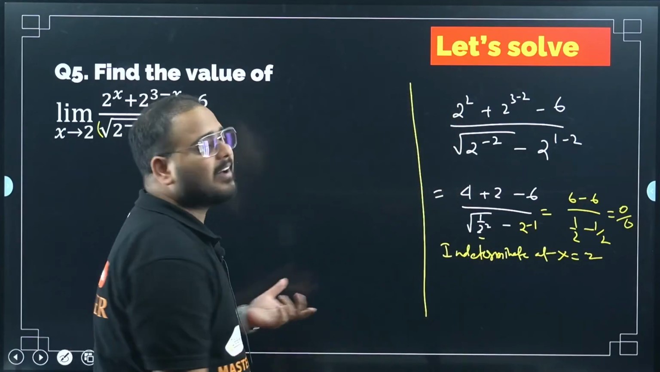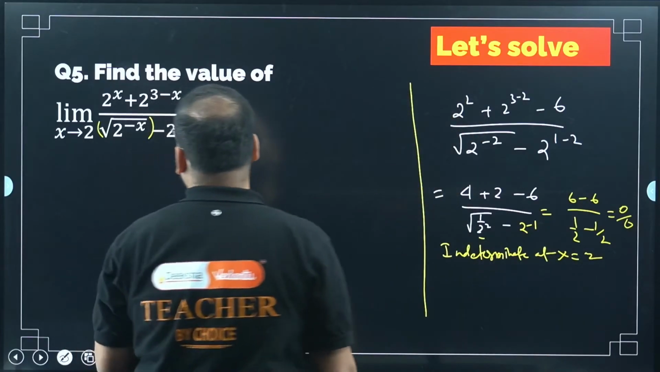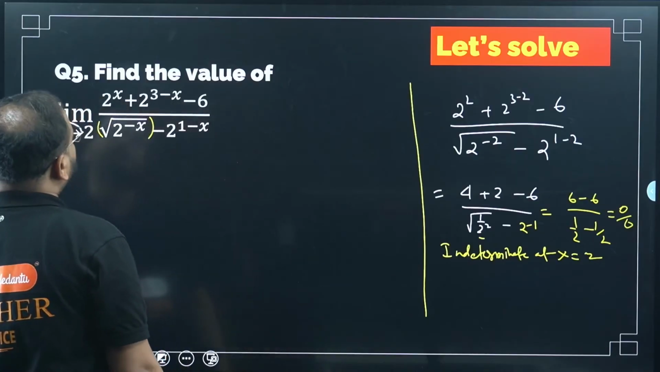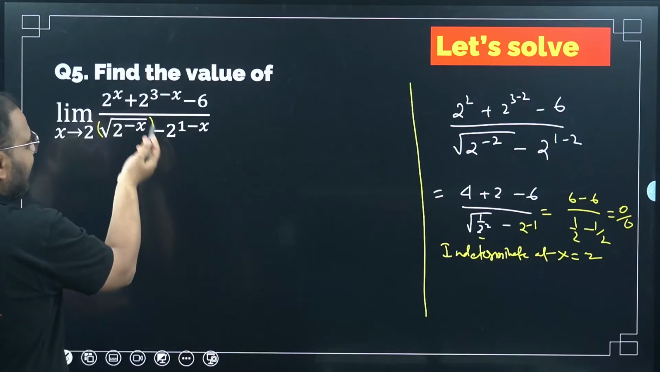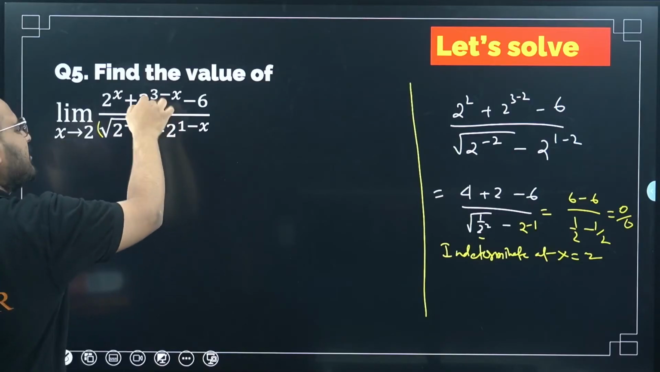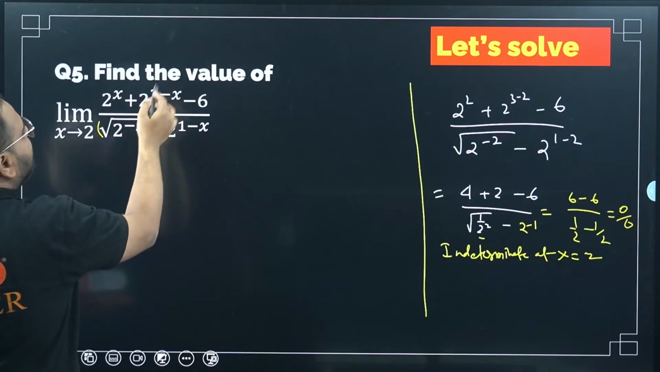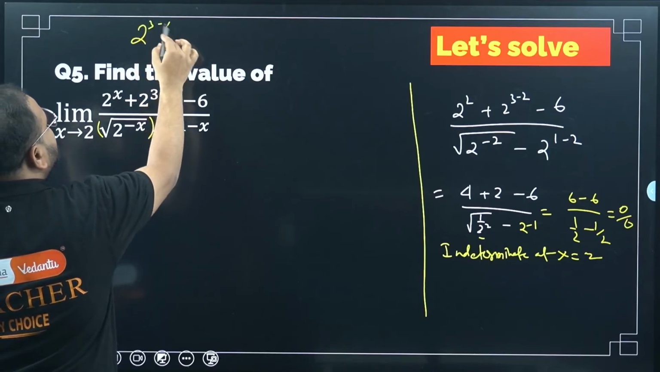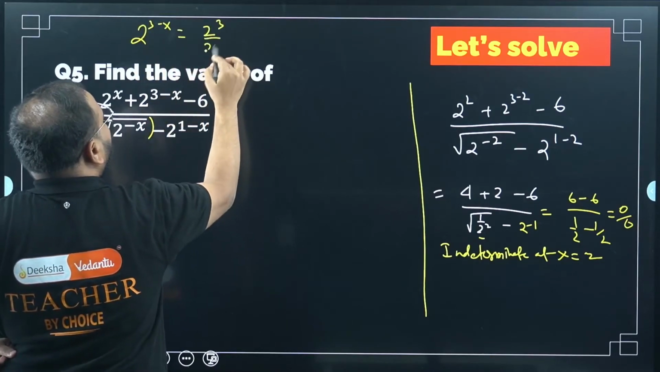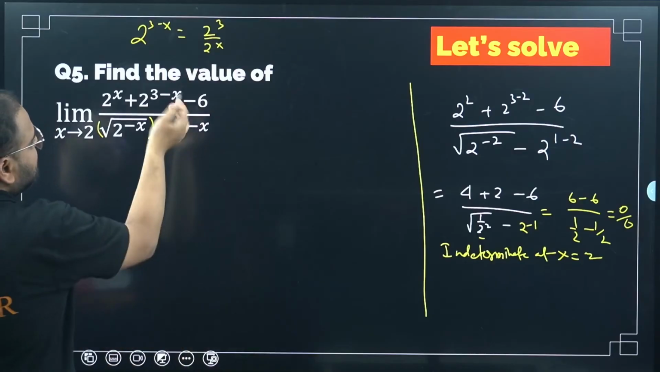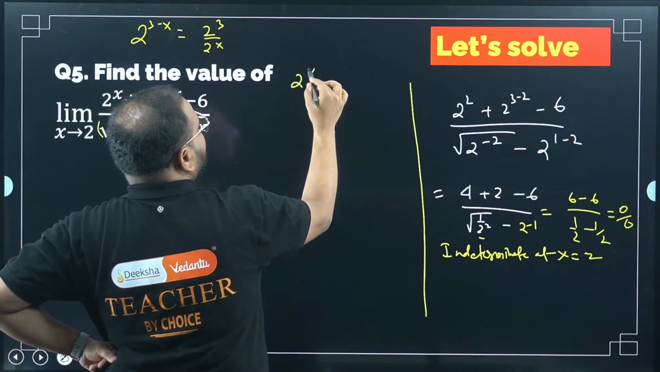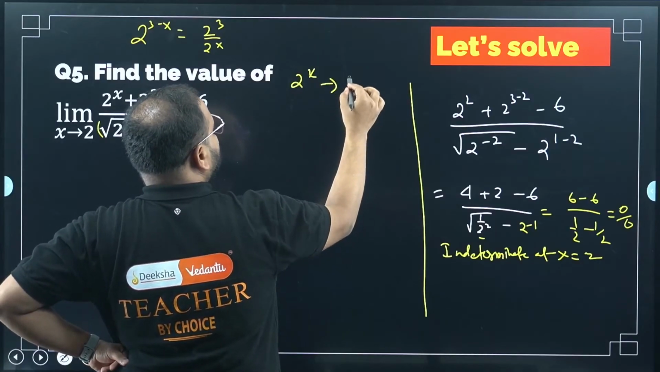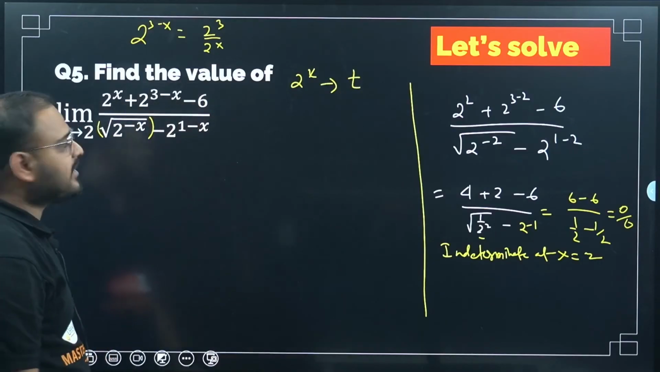So what are we going to do? We're going to find the limiting value. Let's see how we can do that. I think we can use substitution here. Please check, 2 power x is coming all the time. In the denominator also it is there, no? I can write 2 power 3 minus x as 2 power 3 upon 2 power x, right? So everywhere I have this notation 2 power x, which is making our life difficult. So 2 power x, I can take it as a number, maybe t.